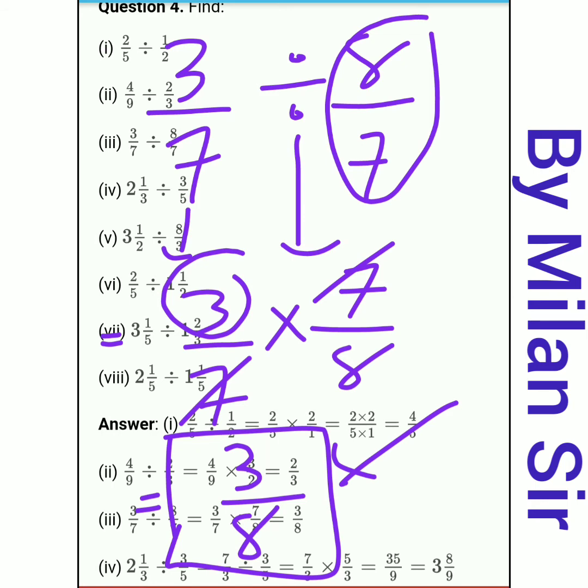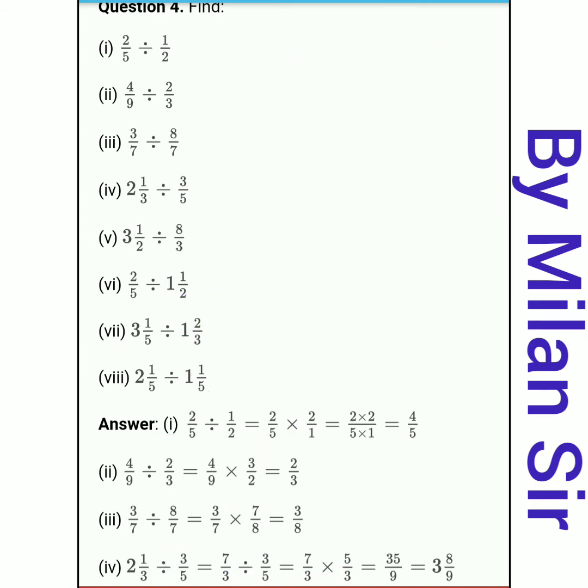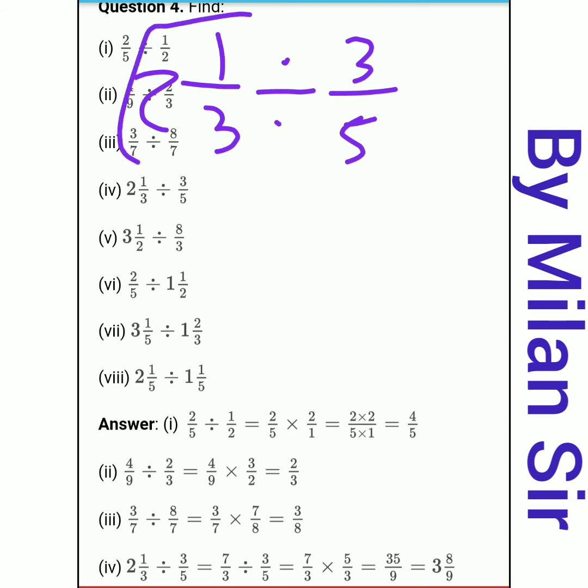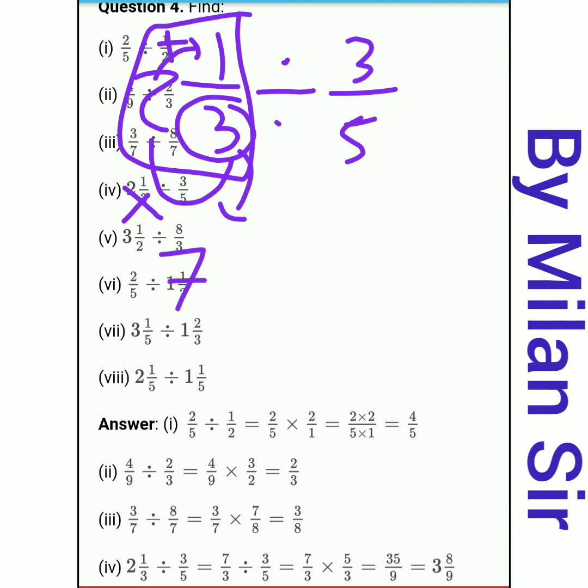Okay, then question number 4, 2 integer 1 by 3 divided by 3 by 5. First of all we need to convert this 2 integer 1 by 3 into an improper fraction, right? Mixed fraction to improper fraction. So first of all we need to multiply: 3 2s are 6. Then we need to add our numerator, so 3 2s are 6 plus 1, it is 7, and in the denominator 3 as it is.